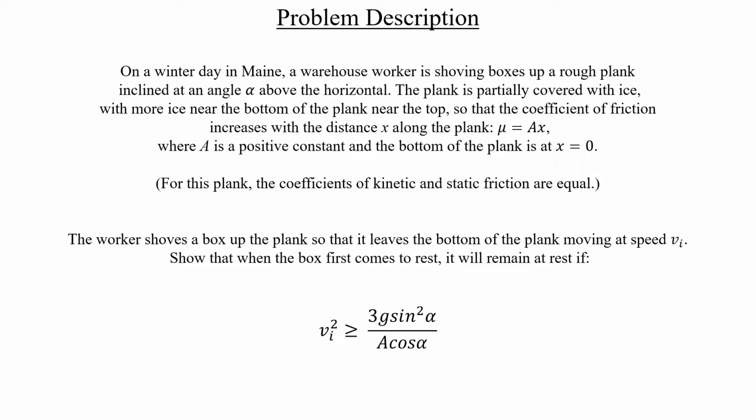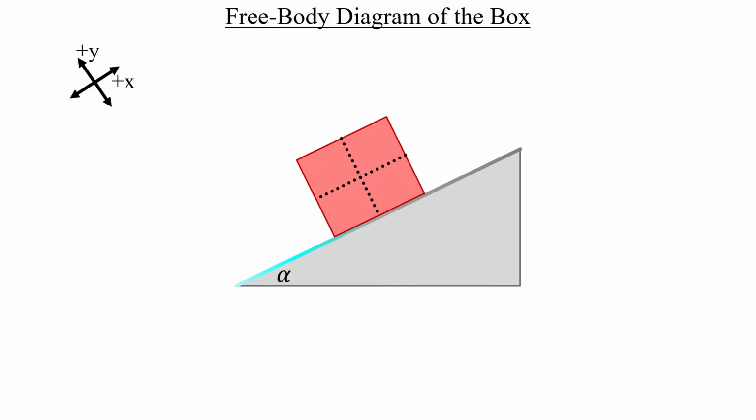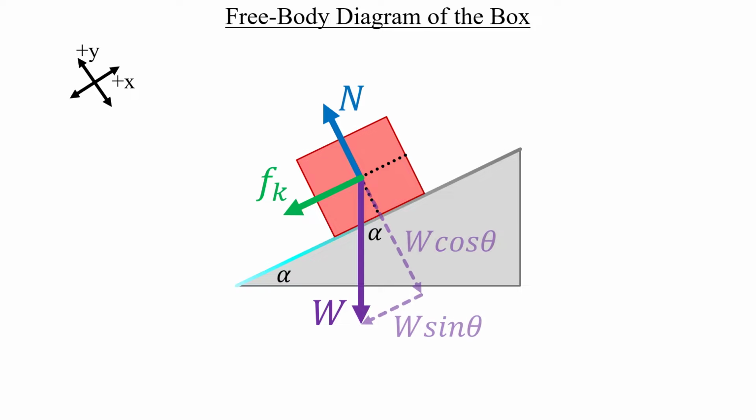Let's start with a free body diagram. The weight of the box will point straight down, and the normal force from the ramp will point in the plus y direction using this coordinate system I've set up here. As the box slides up the ramp, it will experience a variable kinetic friction which acts in the direction opposite to the motion. The only vector that needs to be broken into components is the weight, so let's insert alpha and get those cosine and sine components like this.